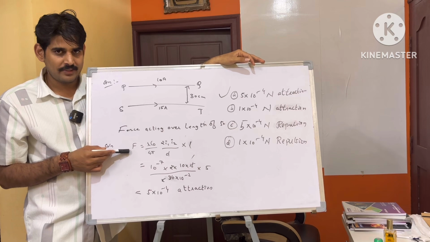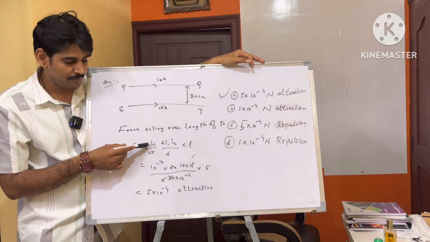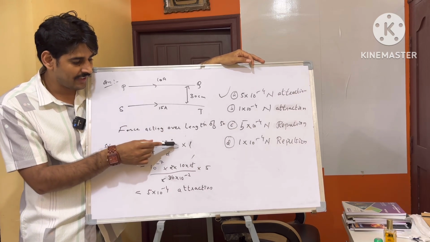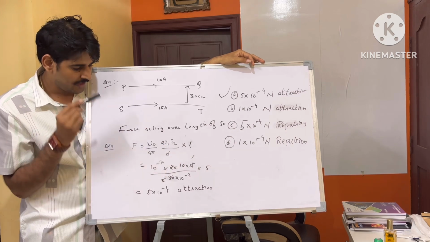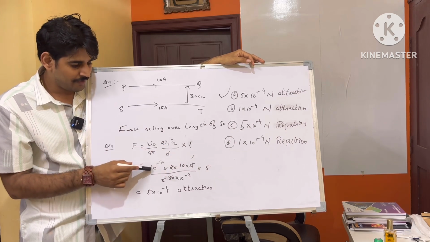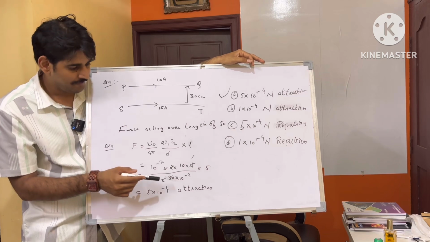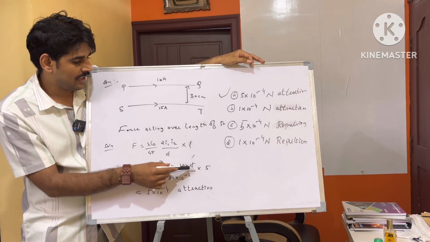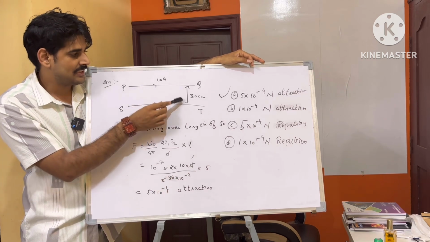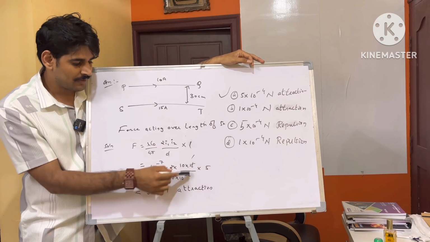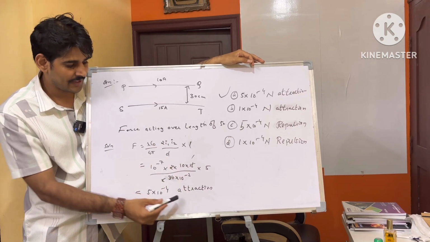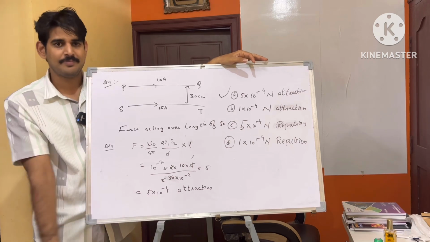The expression for force between two parallel wires is mu naught by 4 pi into 2 I1 I2 divided by d into L. The simplified value of mu naught by 4 pi is 10 to the power minus 7, so we have 2 into 10 into 15 divided by, taking distance in SI units, 30 into 10 to the power minus 2. Upon simplifying this, our answer is 5 into 10 raised to minus 4 Newton attractive.